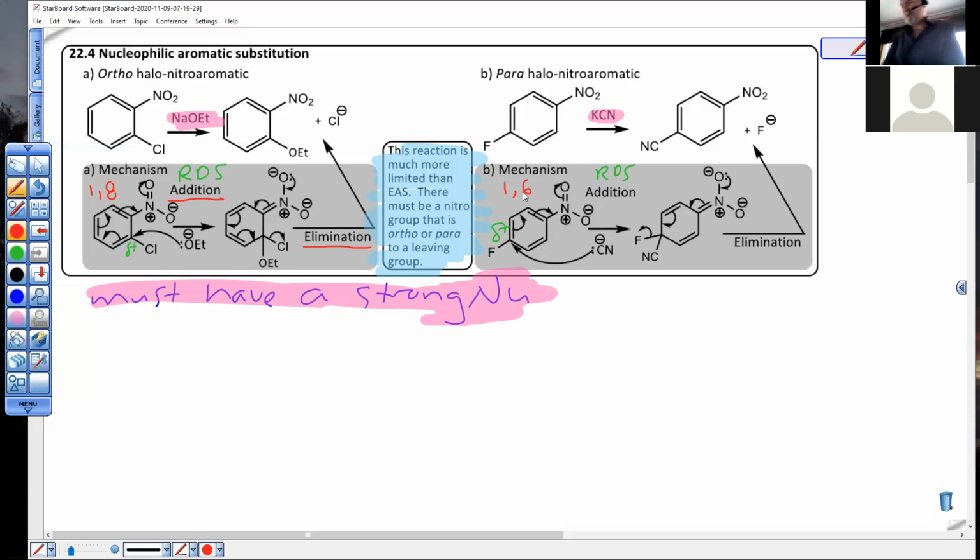I'd also like to point out that if you started with the other resonance form of this first one, the other benzene resonance form, you would not have had to use the 1,8 addition to get the same result.